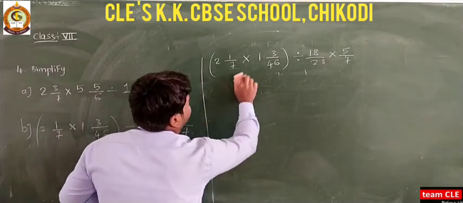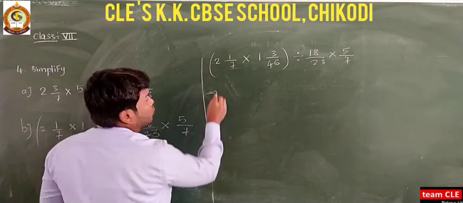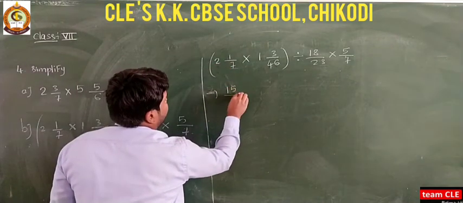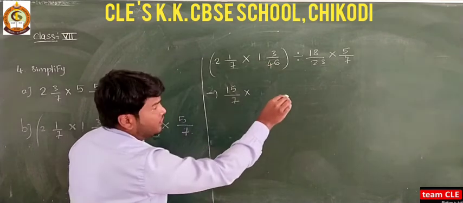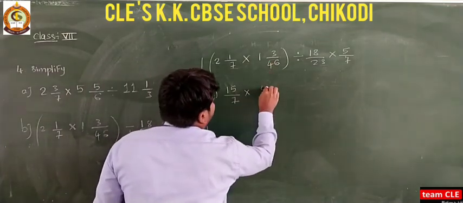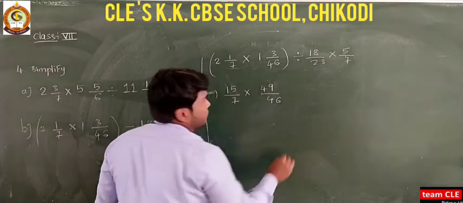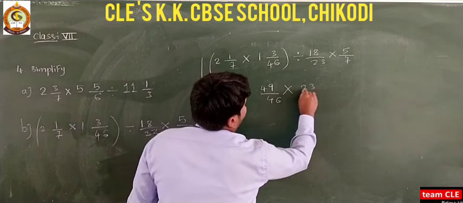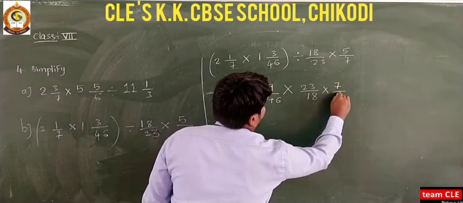Otherwise, if you are confused, I am going to solve once again. See here, this is 7 twos are 14, 14 plus 1 is 15 by 7. Okay, then into 46 ones are 46, 46 plus 3 equals 49 by 46. Then division changes to multiplication. Take the reciprocal, 23 by 18 into 7 divided by 5.